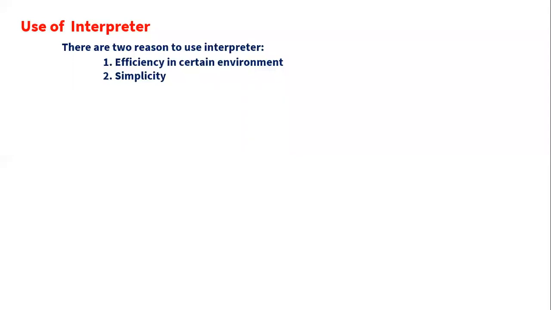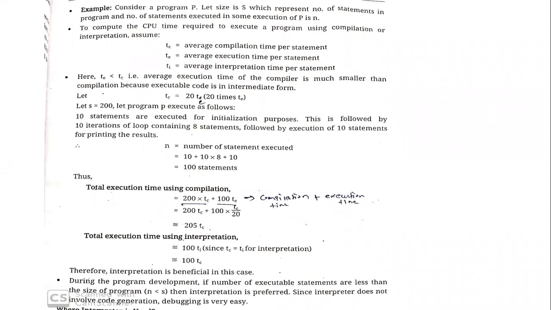And simplicity, that is, interpreter design is very simple because we require single statement translation. Okay, that is the simplicity. These two reasons we can use the interpreter. Now for the efficiency, you can consider this particular example given in your book.